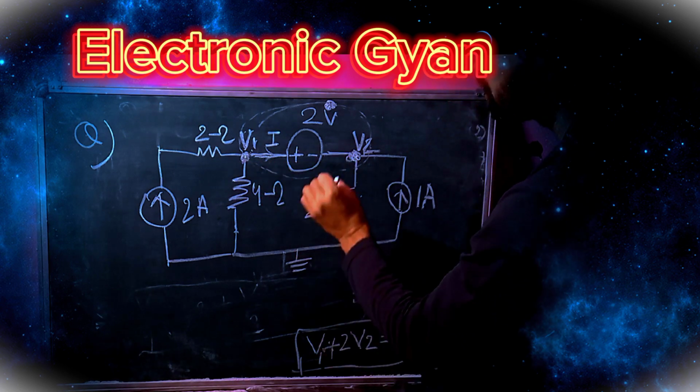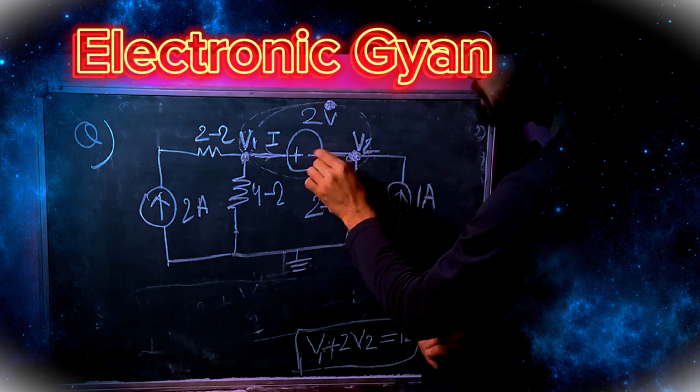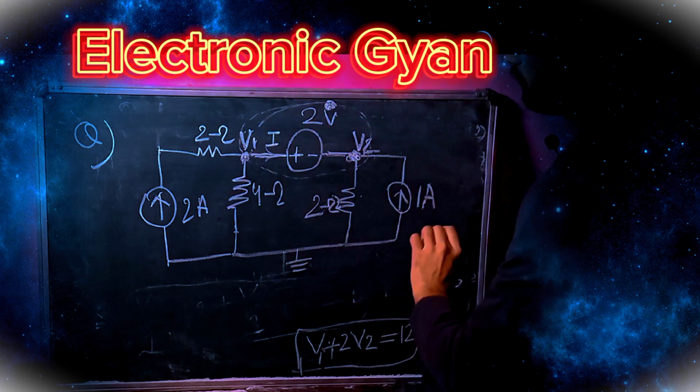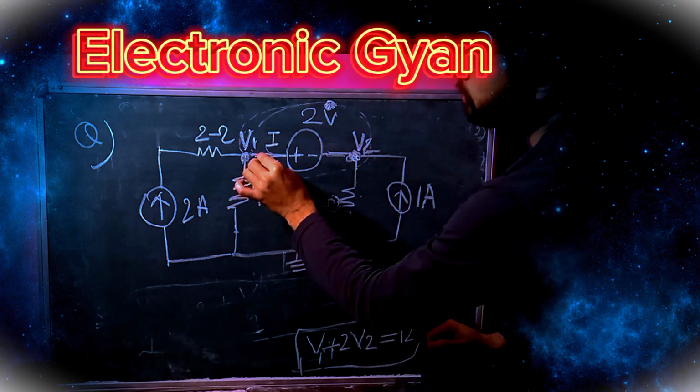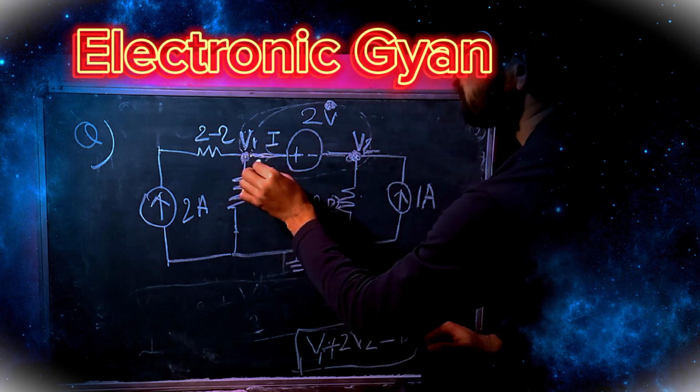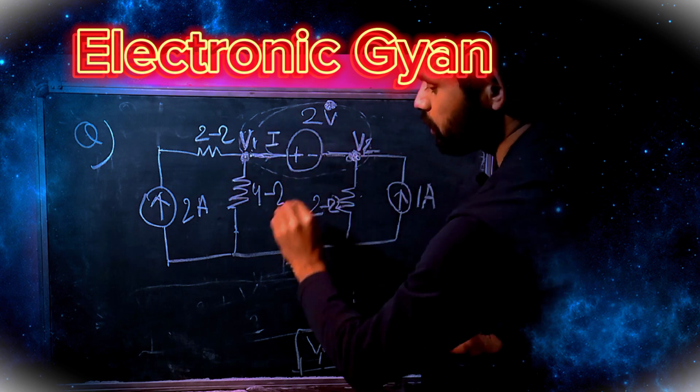Okay, so because here we do not need to apply only KCL, we also need to apply KVL. KVL through what? Supernode. So we are now going to apply KVL through the supernode. What is that supernode?